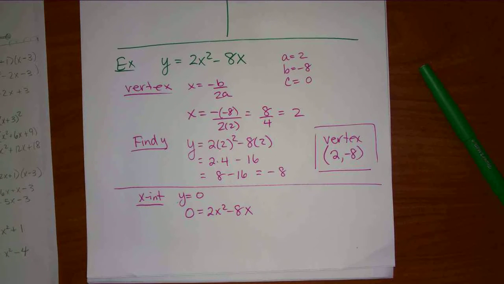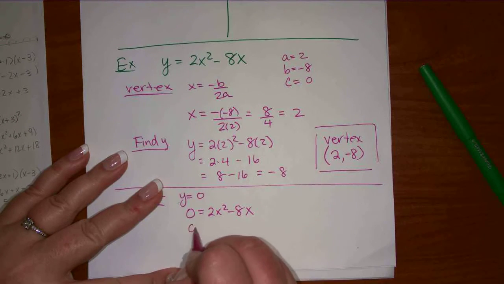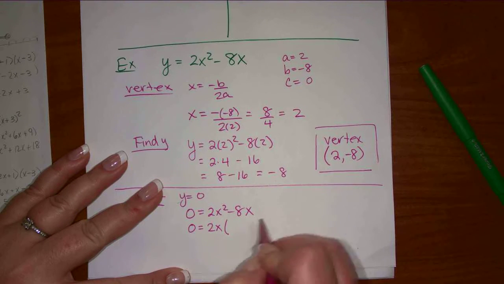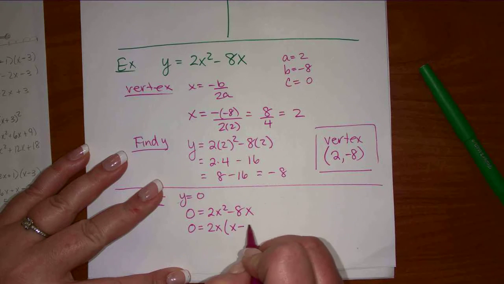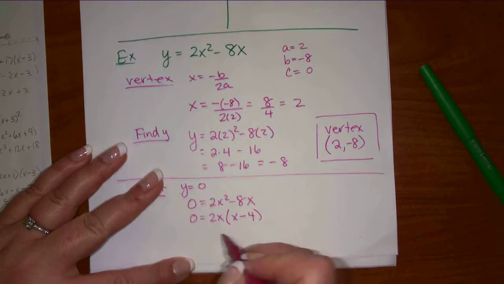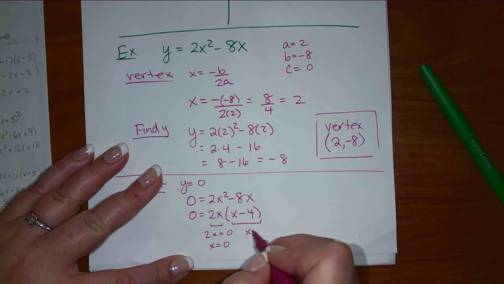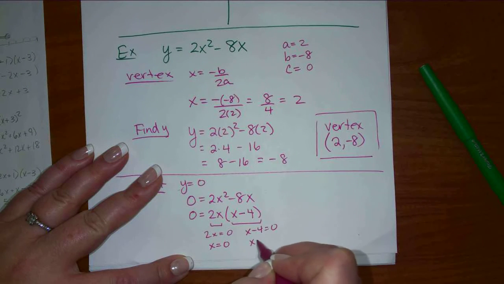How do we factor this type when the c is missing? You do a common factor, that's right. So we take the 2x out, and we'd have x minus, take the x out, so that's gone, 4. And then these are our two factors. So 2x equals 0 gives me x is 0, and x minus 4 equals 0 gives me x is 4.